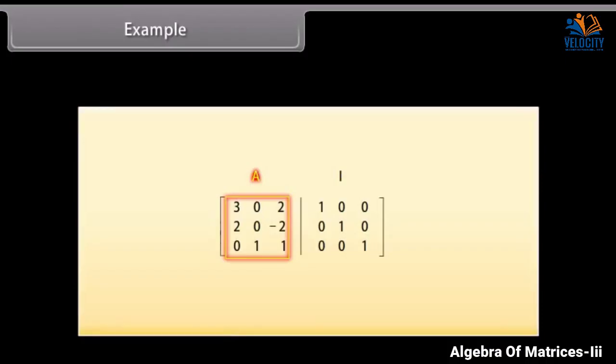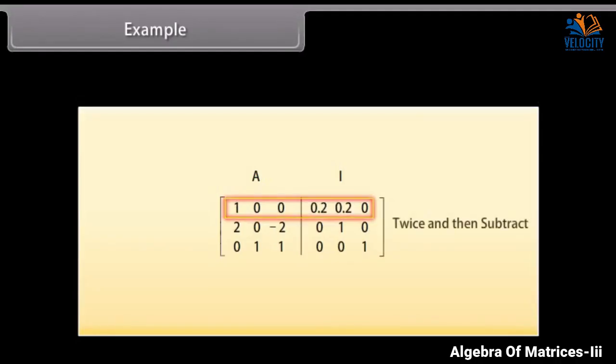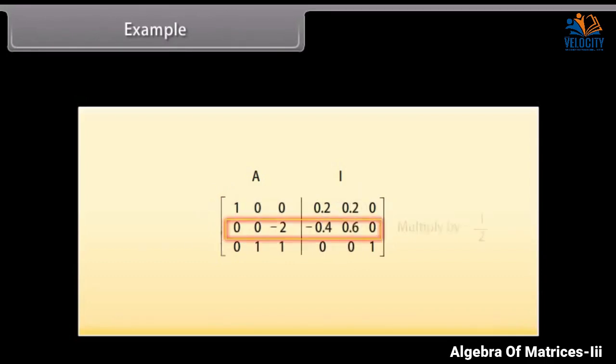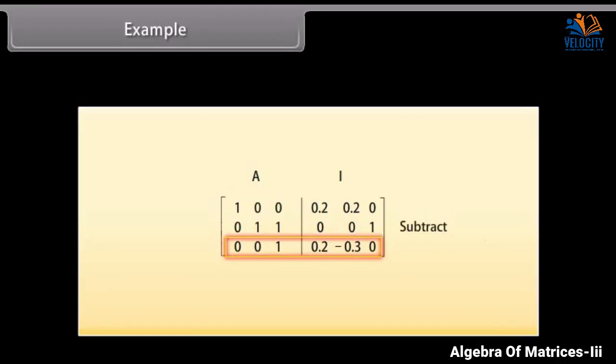Start with A next to I. In this example, our first step is to add row 2 to row 1. Then divide row 1 by 5. Then take 2 times the first row and subtract it from the second row. Multiply the second row by minus 1 by 2. Now swap the second and third row. Last, subtract the third row from the second row. And we are done.